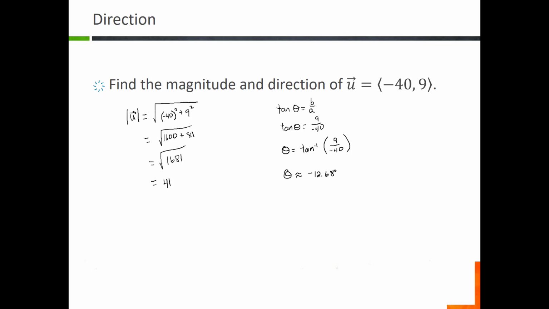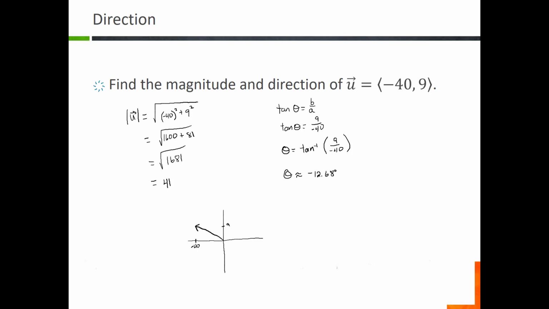Let's think about where the original vector points and where my angle is pointing. So vector u, again, is negative 40, 9. So that means, if we draw our x and y axes here, it's pointing 40 units to the left and only 9 units up. So it's kind of pointing over here, up and left into the second quadrant.